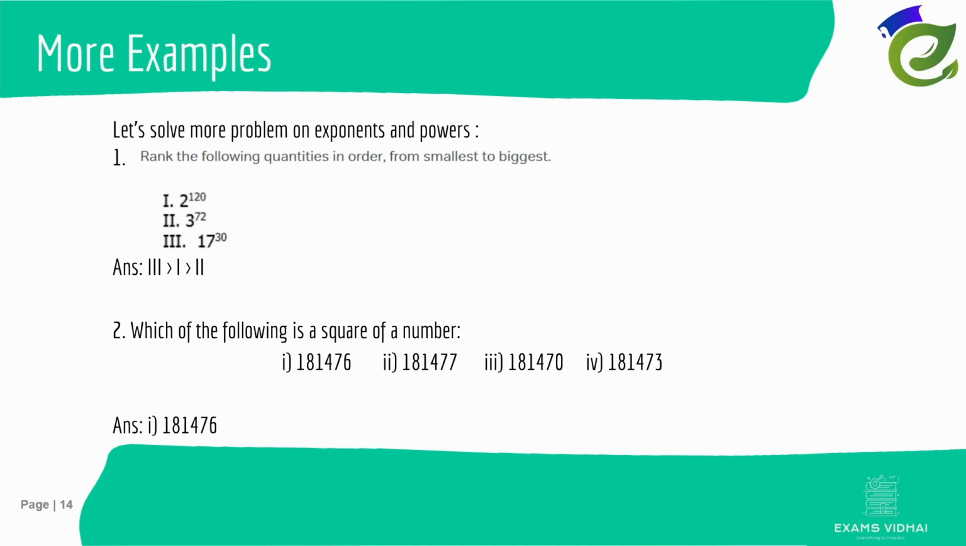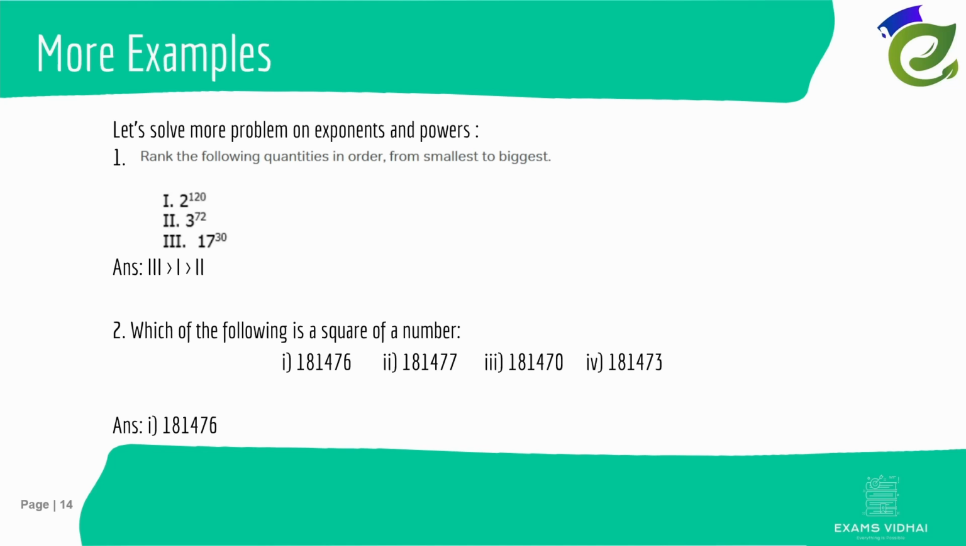So you can easily eliminate options 2 and 4 because the numbers shown end with a 7 and a 3. And the square of a number never ends with a 7 or a 3. So you can easily eliminate options 2 and 4. Now you are left with options 1 and 3.